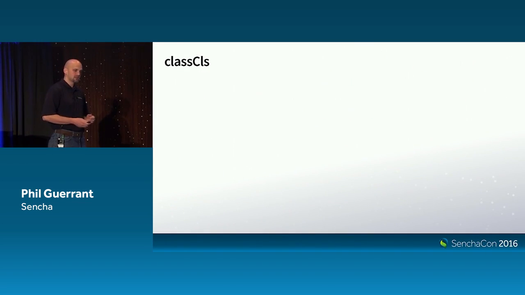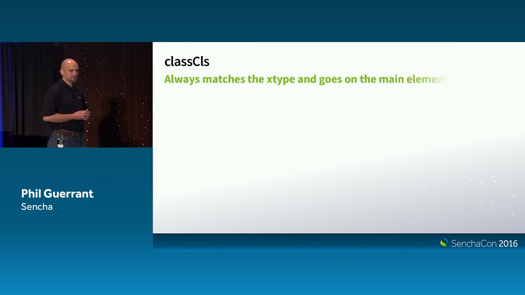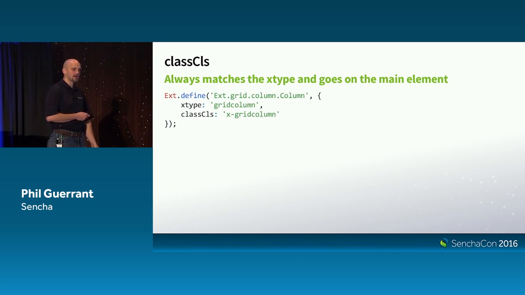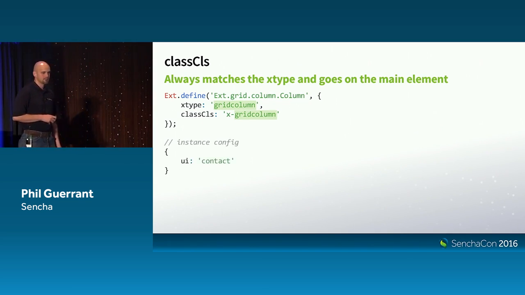So we've already mentioned classCls. Let's talk briefly about the conventions we use for our DOM structure and markup. So classCls always matches the xtype and goes on the main element. For example, a class with an xtype of gridcolumn has a classCls of x-gridcolumn. And this is a pattern we follow throughout the framework.